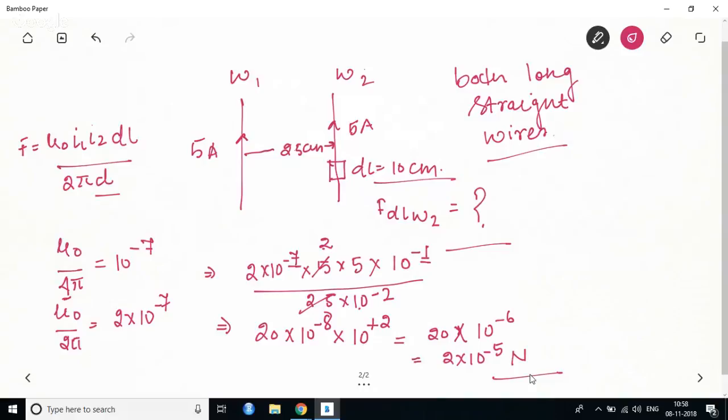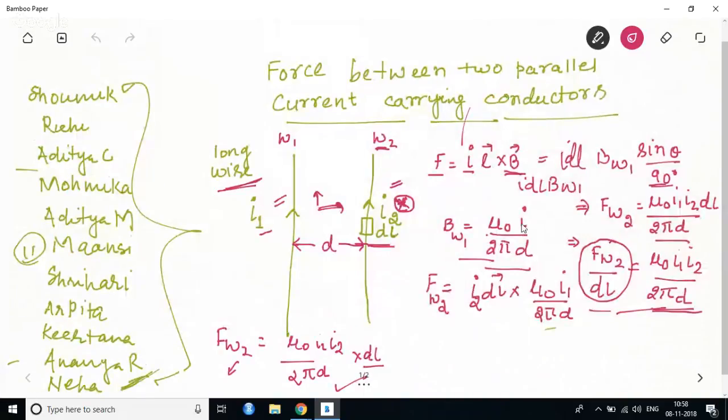Tell me. Wait, I'm not getting you. Mu naught by 2 pi into 100. What do you mean by 100? So somebody was asking how did I do this?